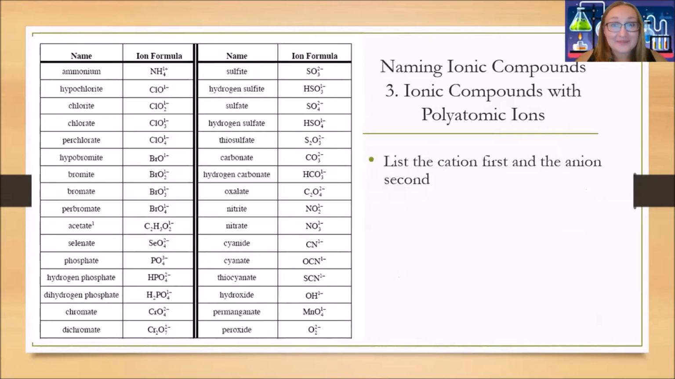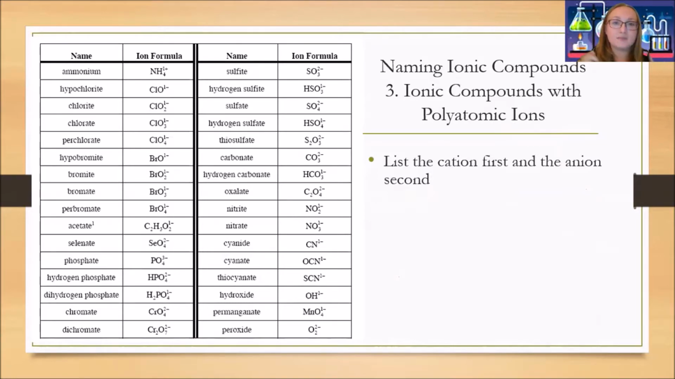Last category for naming ionic compounds, and then we're done. Then you can just move to your independent practice. If you did the worksheet in order, which I hope you did, you're just done, which is great. Naming ionic compounds: ionic compounds with polyatomic ions.